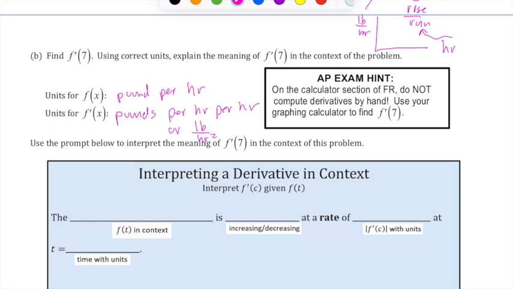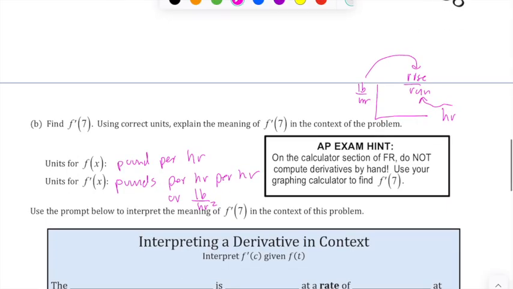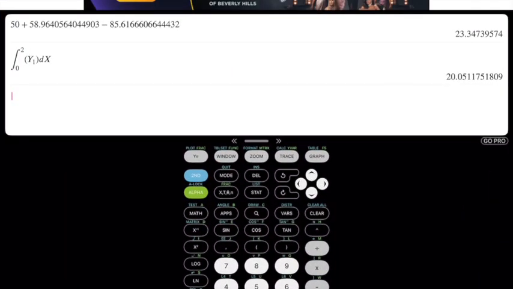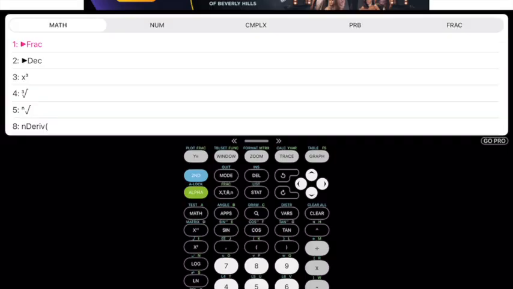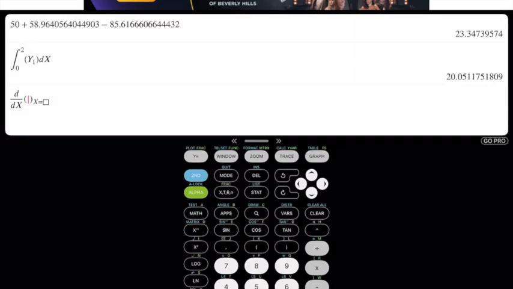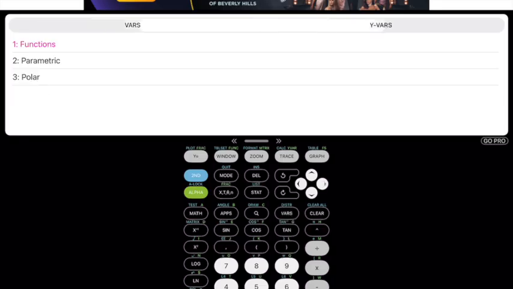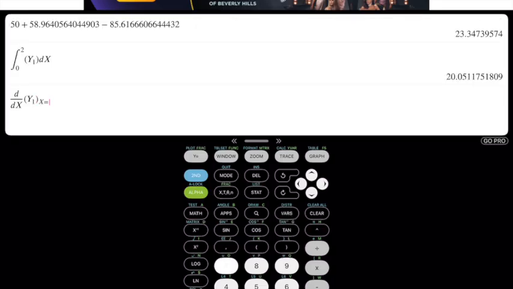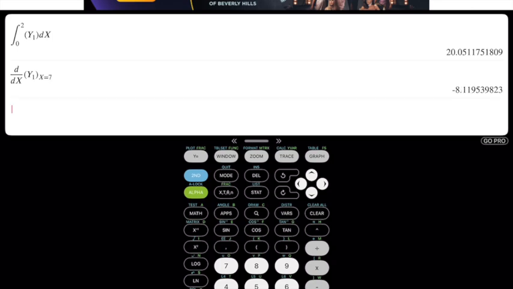Now, we just need to calculate the derivative at 7. And again, we're using f, which in this case is our Y1. So let's go back to our calculator. We want to find the derivative at 7, so go back to math. Number 8 right there is derivative. Our function in our calculator was Y1, and we want that at 7, and that is our derivative, negative 8.1195.